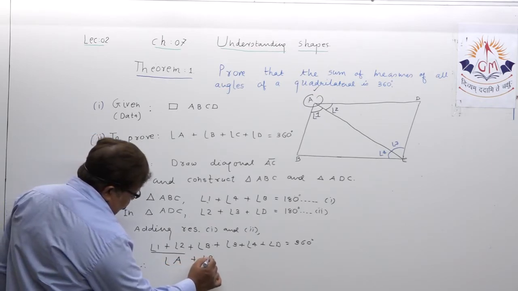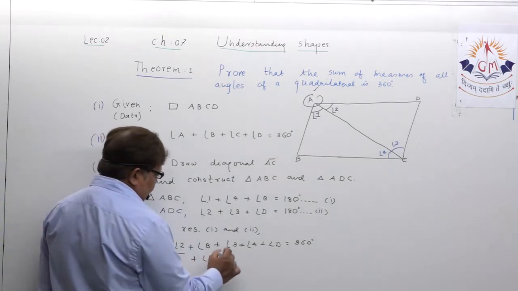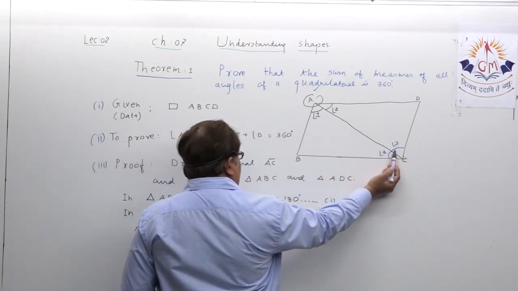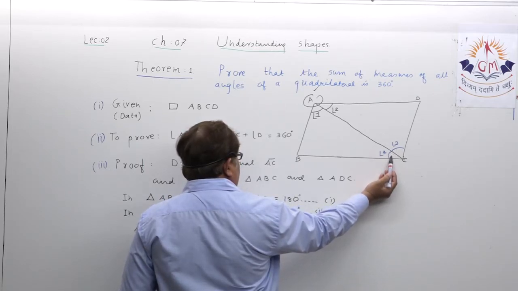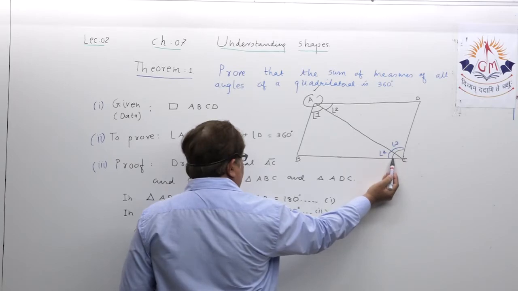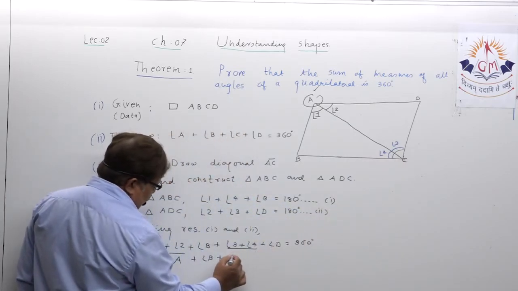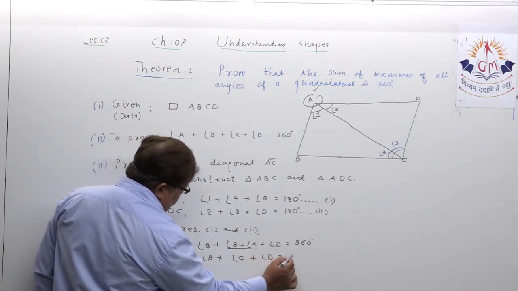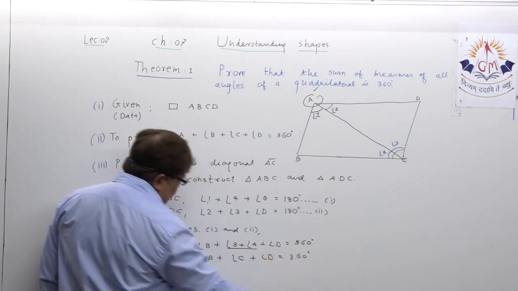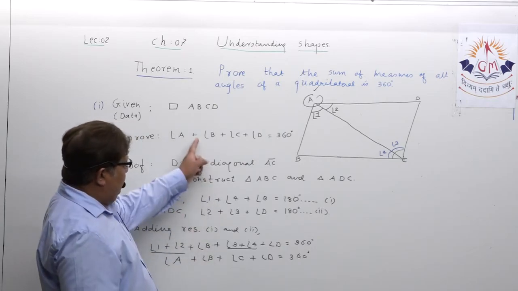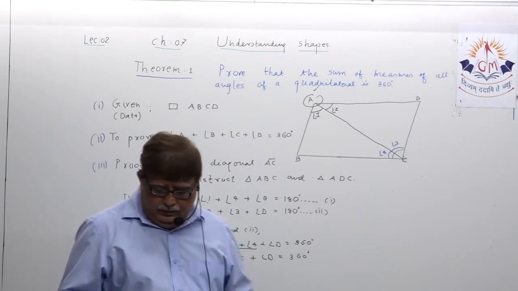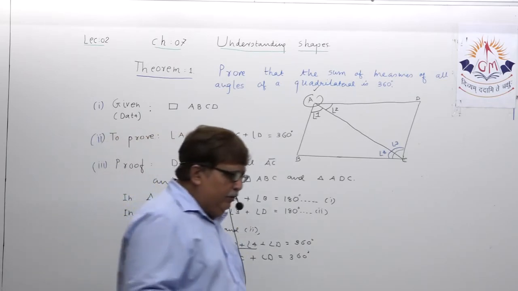Angle B as it is. Again, mark it here. See, angle 3 plus angle 4 means angle C here, plus D equals 360. See, my dear student, this is what you want, and it has been proven in this particular theorem.